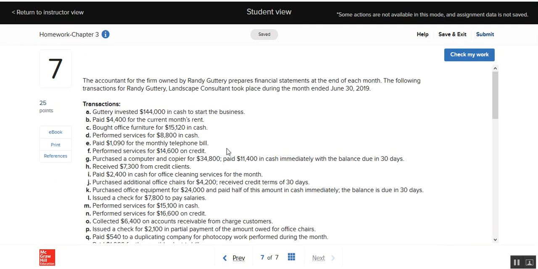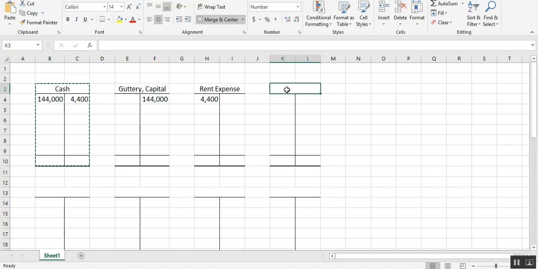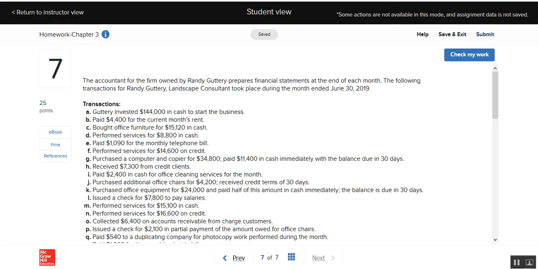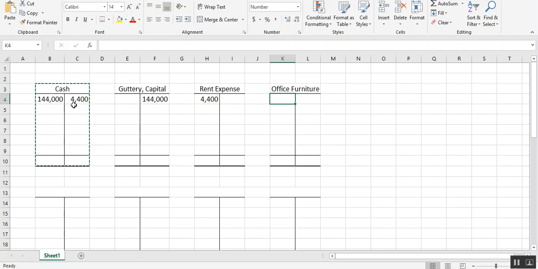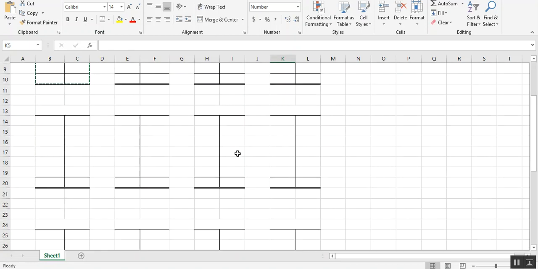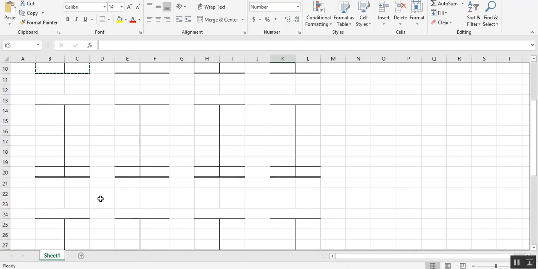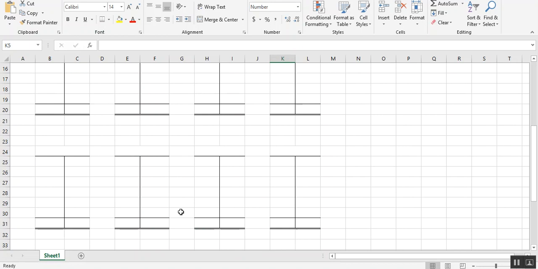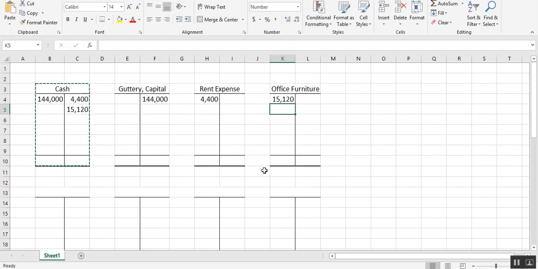Bought office furniture for $15,120 in cash. So we need to add an account. And we paid cash of $15,120, so cash is going to go down. Office furniture is an asset, so it goes up. And if you'll notice, I have several T accounts. You might not need them all. I just made several of them so that you could do that.